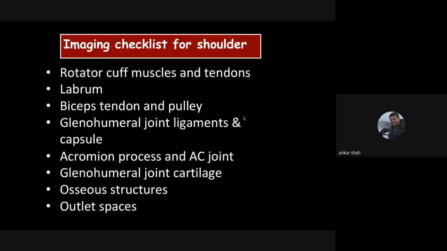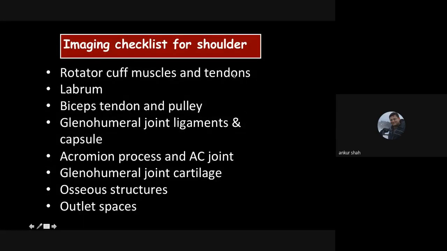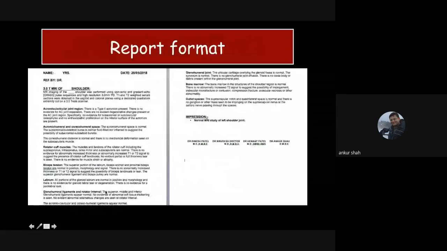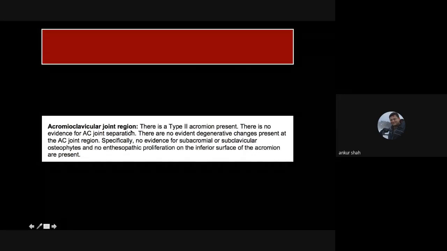Just like the knee joint, we keep a checklist for the shoulder. Either you can go through the different structures of the shoulder joint like this, or we have a reporting format where we look at each and every region separately so that we don't miss any abnormality. We'll also go in the same systematic way. First, the acromioclavicular joint region.